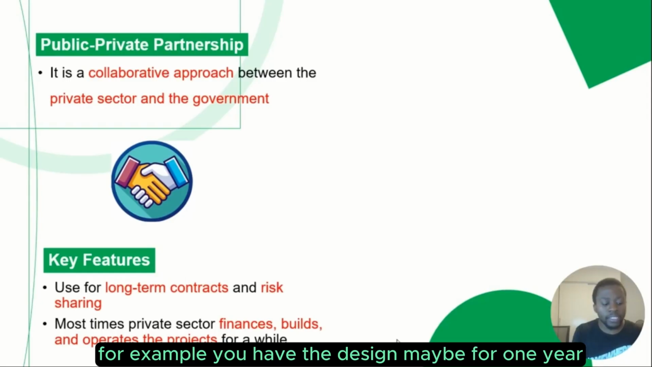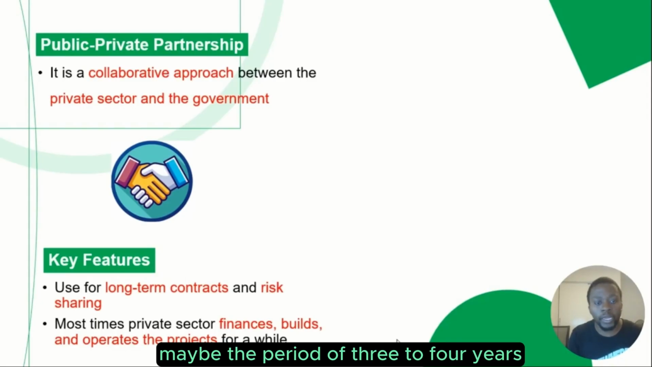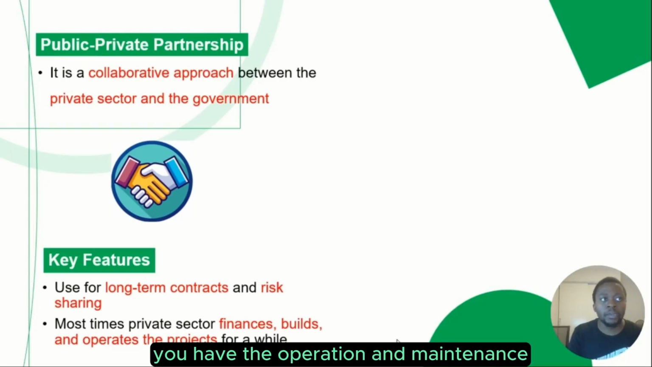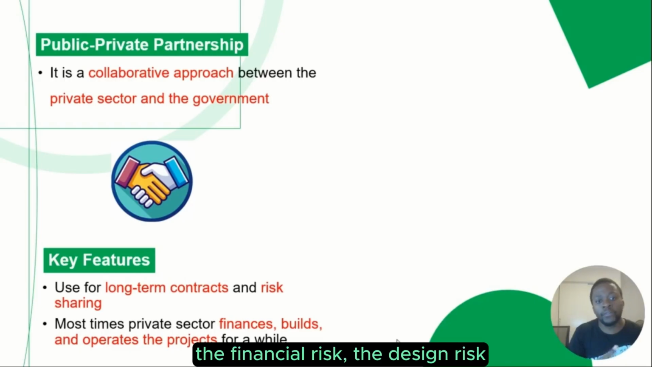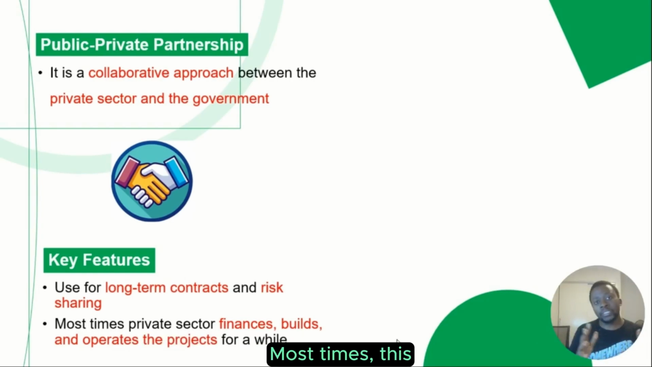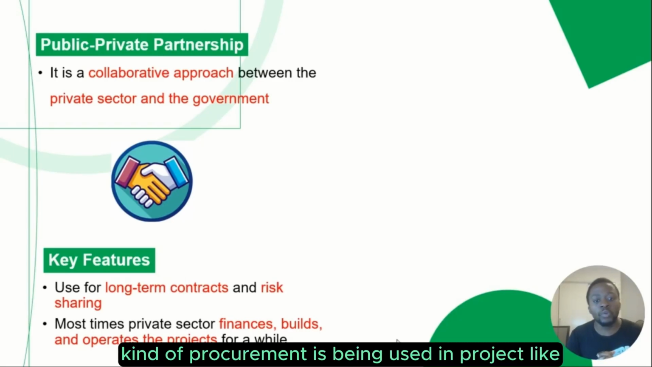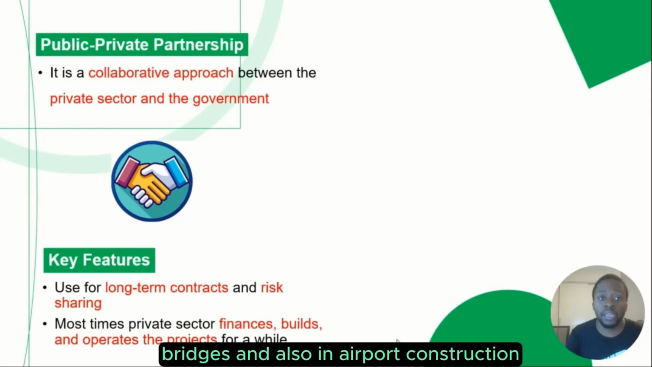For example, you have the design maybe for 1 year, you have the construction maybe a period of 3 to 4 years, you have the operation and maintenance maybe with a 10 to 20 years contract, where the risk sharing, the financial risks, the design risk, the operational and maintenance risk is being shared between both parties. Most times, this kind of procurement is being used in projects like toll roads, hospitals, schools, bridges, and also in airport construction.